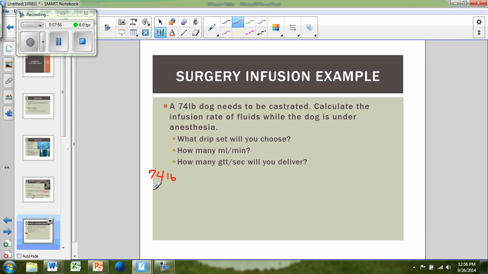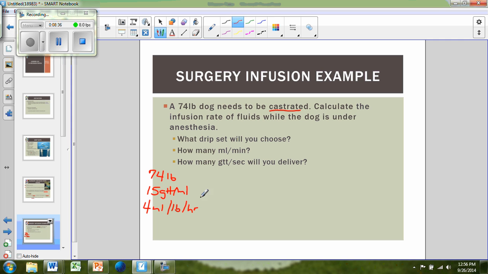Now the second thing I want to do is choose a drip set based off of this animal's weight. So this animal is 20 pounds or over, it's 74 pounds. So I'm going to be choosing the 15 drop per ml drip set. All right, so then the last piece of information I need to know, we're doing a castration, so we're obviously doing the surgery infusion. So we need to use our surgery infusion rate, which is 4 mLs per pound per hour.